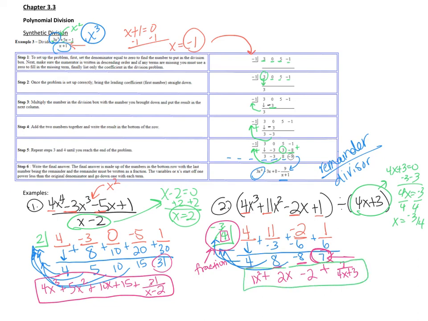Okay. So I'm going to do my setup, right? I'm going to solve that divisor, put it in the corner, get all my coefficients, remembering a 0 if we need it. Once I'm done with that, I'm going to bring my first number down, multiply to the corner, add going down, multiply, add, multiply, add, multiply, add, until I get to the end. My last number becomes the remainder. I put that number over the divisor.